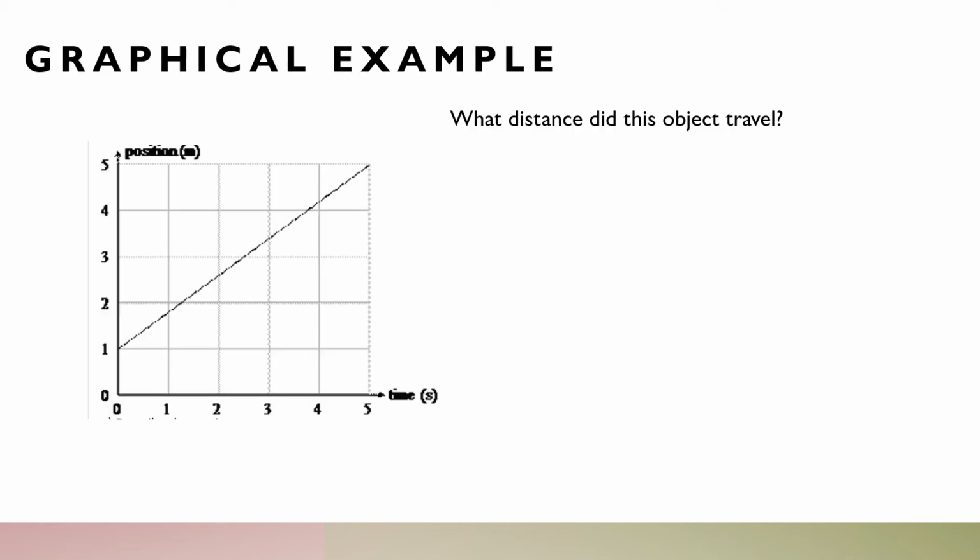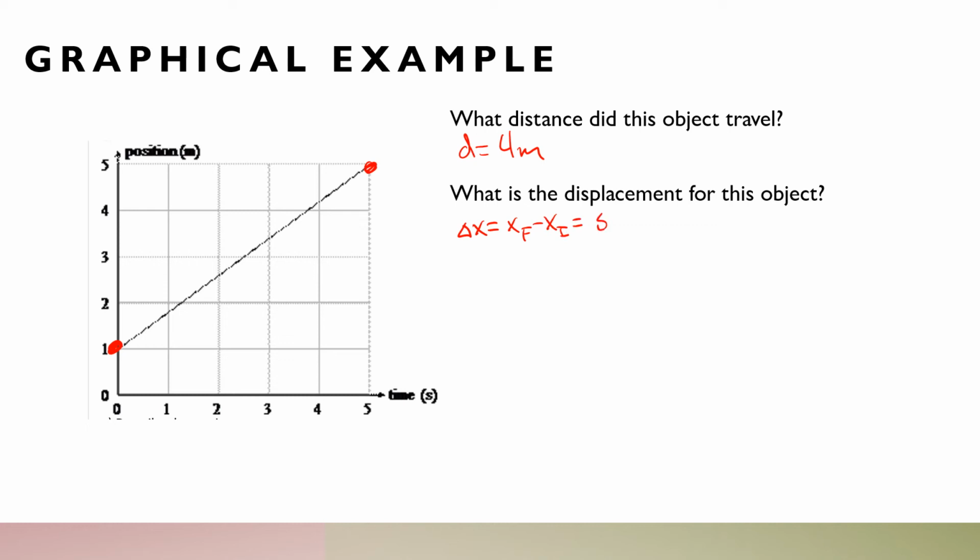Let's put it into practice with a graph. So here's kind of a graphical example. We want to know what distance this object traveled. Well, this object started at the 1 position and ended at the 5 position. So they're going to go a distance of 4 meters. That makes sense. What about the displacement for this object? Well, that's going to be delta x equals xf minus xi. Our final position is 5. Our initial position is 1. So our displacement is 4 meters as well, which makes sense.